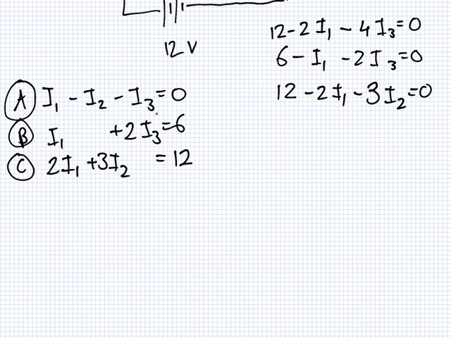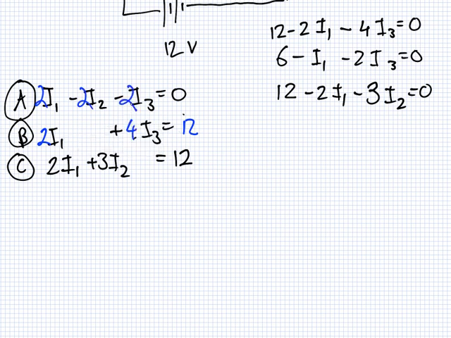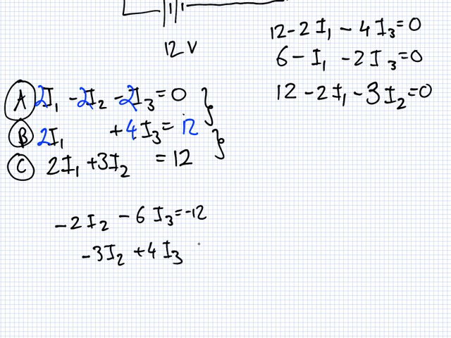Right. So, let's have a look here. What would be the best way to put these together? I could cancel the I1s, couldn't I? Because I could make this a 2. This would be a 4. Actually, I'm kind of going backwards. And that would be a 12. And that would be a 2. That would be a 2. And that would be a 2. So, minusing these two, I'll get minus 2I2 minus 6I3 equals minus 12. And minusing these two, I'll get minus 3I2 plus 4I3 equals 0.